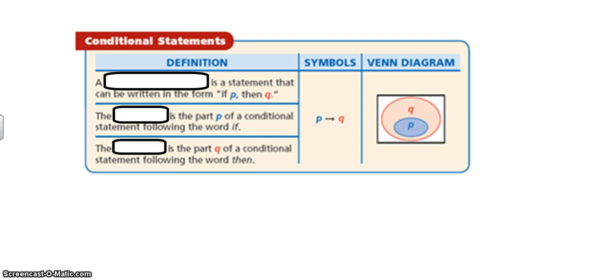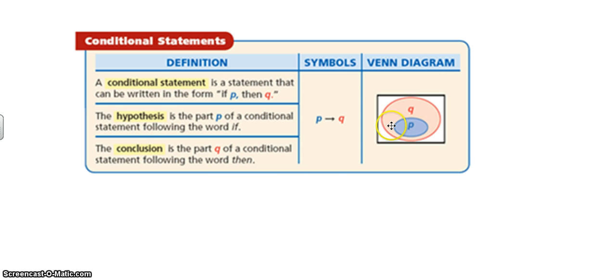Today we're talking about conditional statements. So the definition of a conditional statement is found in this rule box. A conditional statement is a statement that can be written in the form if P, then Q. The part P of a conditional statement that follows the word if is called the hypothesis, right? And the part Q that usually follows the word then is the conclusion. Hypothesis: if P, then Q.